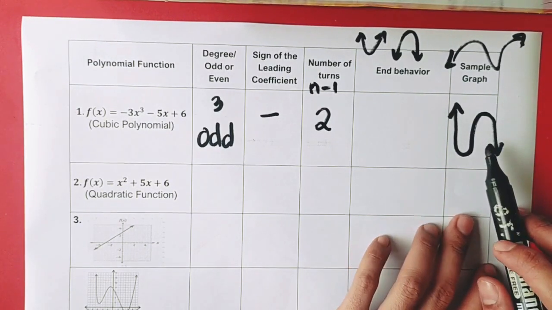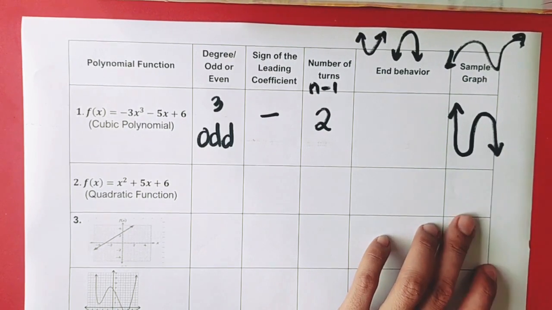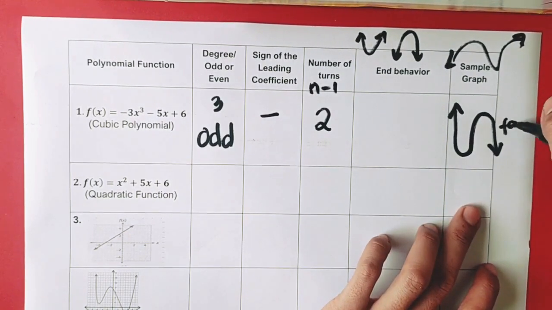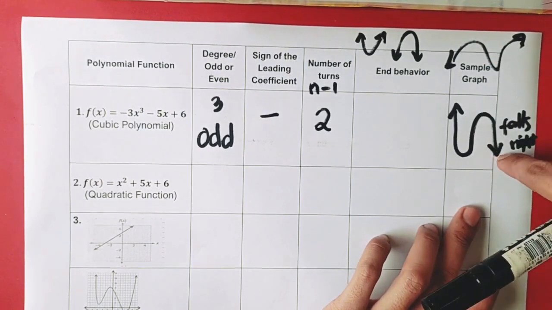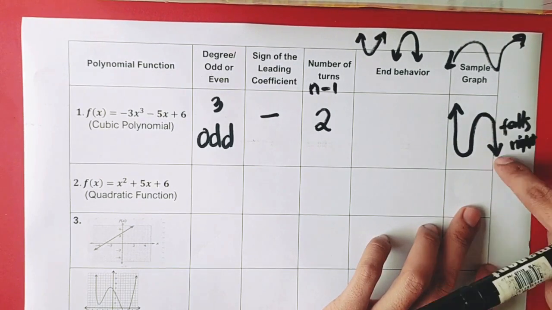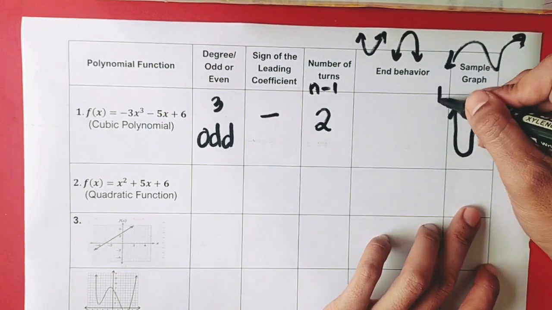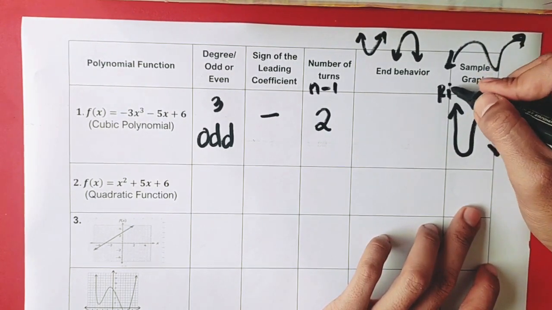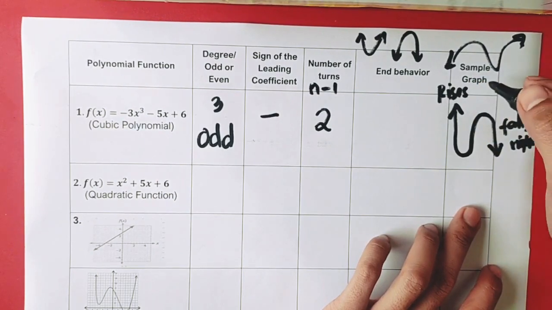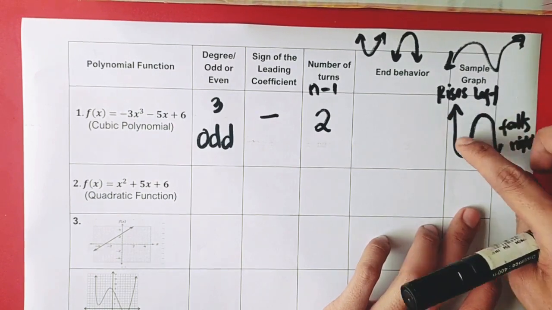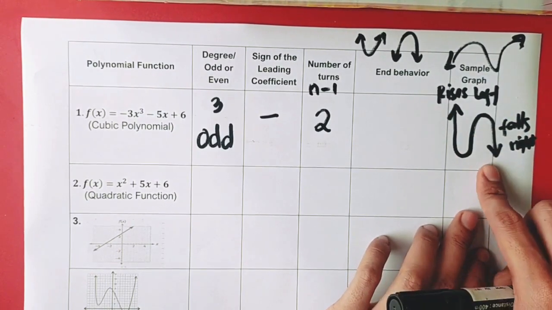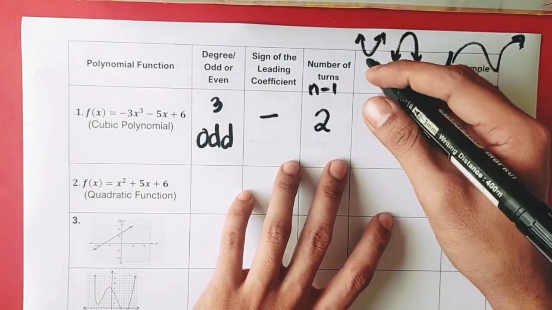So the graph looks like this one. It falls right. It falls right means the right tail goes down. The left tail goes up, or it rises left. So this is now the sample graph. So what is now the behavior of the graph?